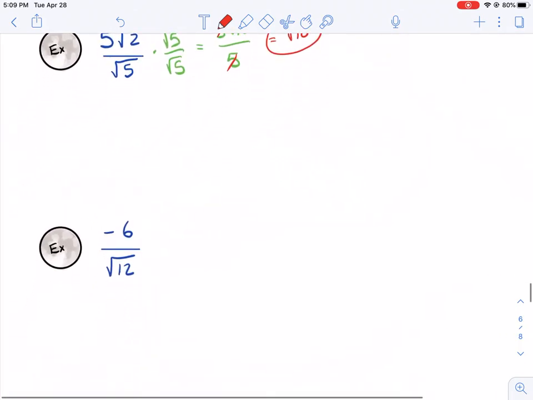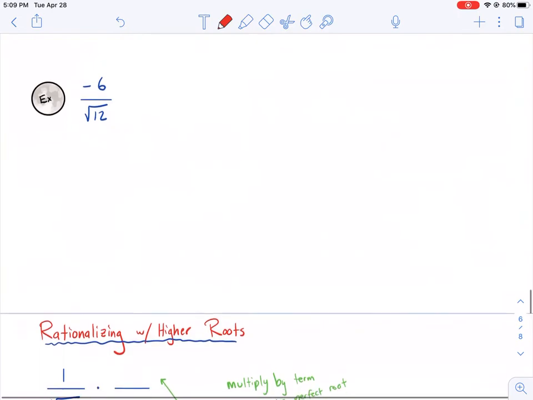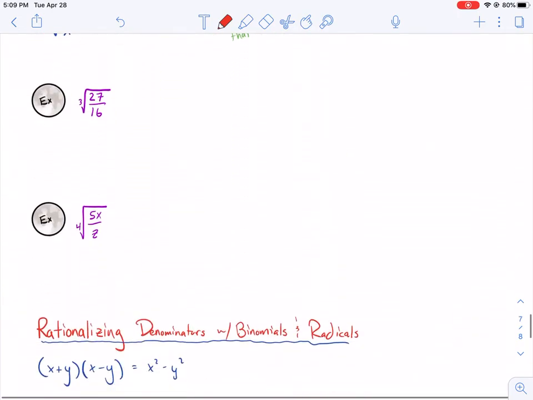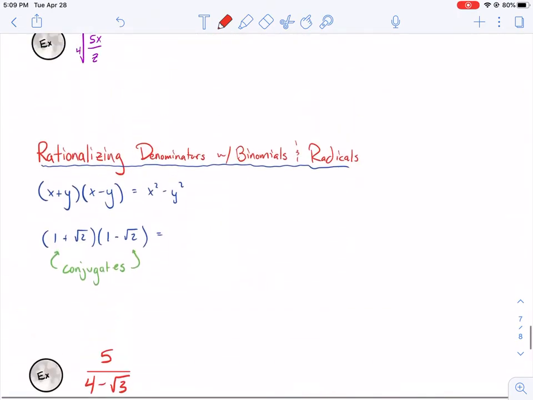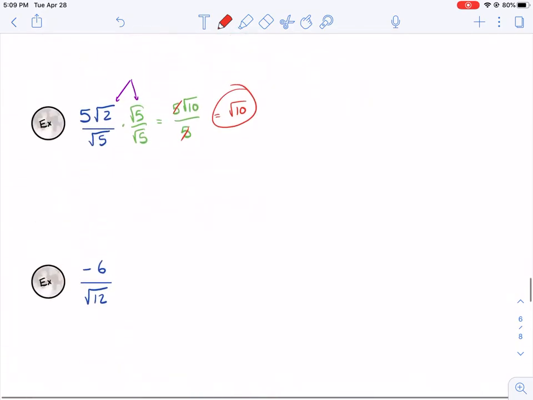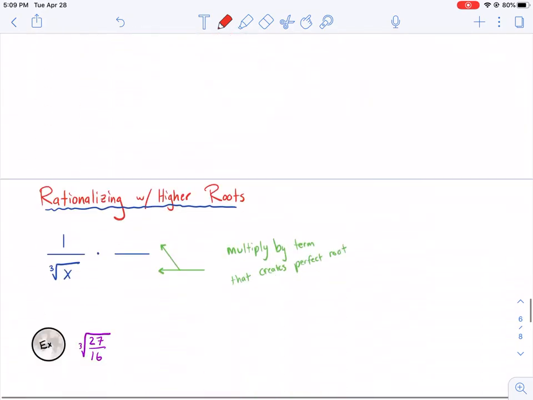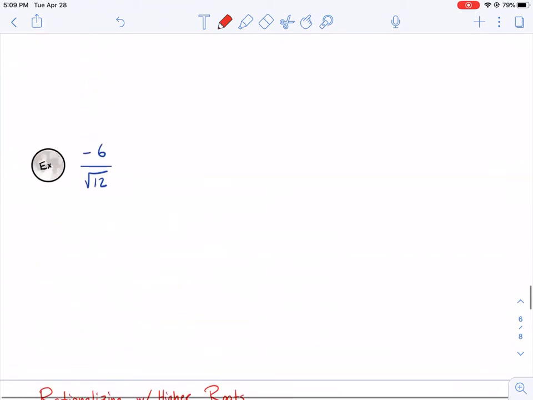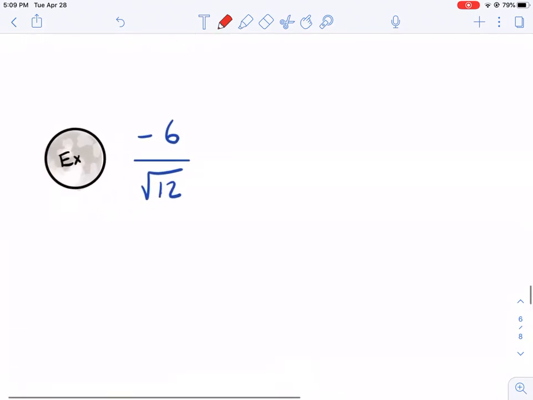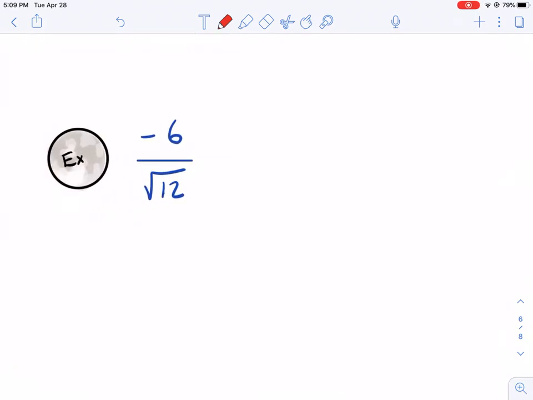If ever I'm going too fast, make sure to pause, rewind, whatever you need to do in order to comprehend everything that I'm talking about. So let's continue. I think we're going to do one more example, then we'll make this a new video for the second part. So negative 6 over radical 12.